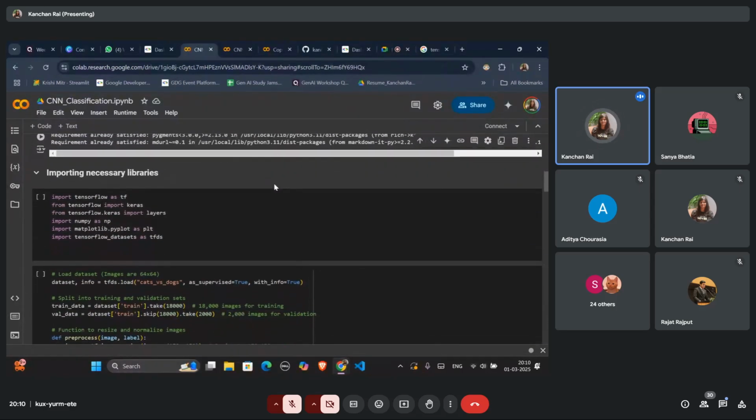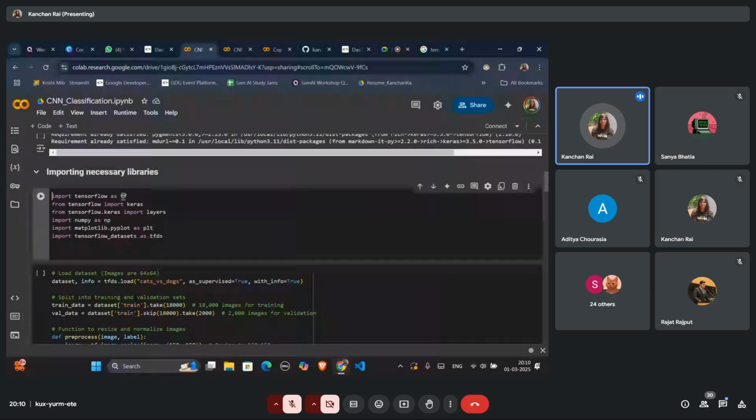After that, we will import TensorFlow as TF. Then from TensorFlow, we will import Keras. Keras is in TensorFlow only. It is also used for deep neural networks. Okay. Then from tensorflow.keras, we are importing layers because we are going to introduce layers in the neural network. We are using NumPy also, Matplotlib.